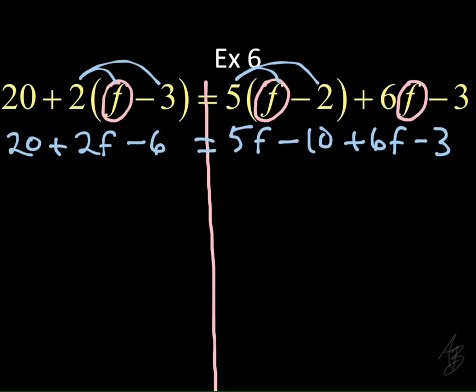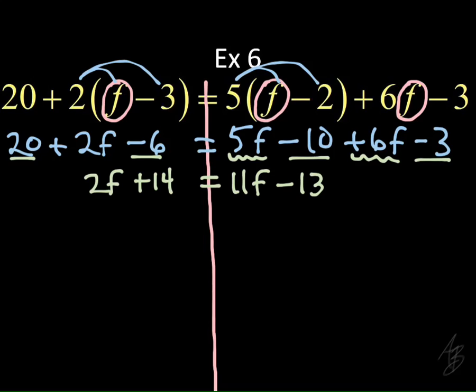After we distribute, what do we do next? We combine like terms. So I see like terms in a couple of different places. The 20 minus 6 is going to be a positive 14. On the other side, the 5f plus 6f is 11f. And the negative 10 minus 3, this is the tricky one here. Negative 10 minus 3, those are both negatives, so we add and we get a negative 13. So after combining like terms, we should have 2f plus 14 equals 11f minus 13. Everybody okay with that? No.